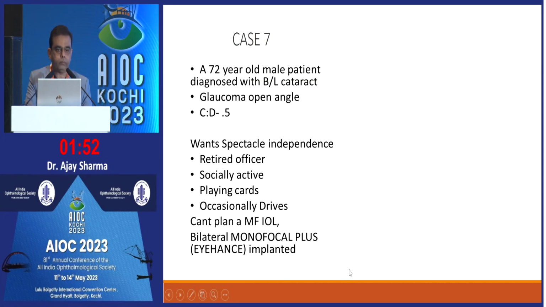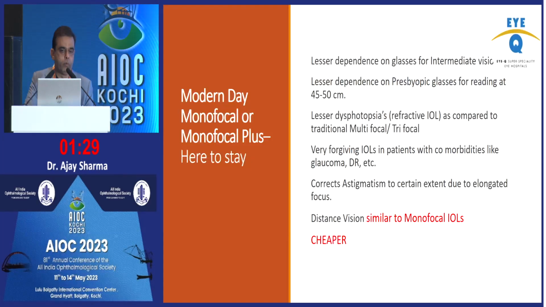So now this is a case where I'm talking about the new concept which I told about, the monofocal plus. This is a 72-year-old male patient diagnosed with bilateral cataract, has glaucoma, right? And the cup-disc ratio is around 0.5 to 1, and he wants spectacle independence, but because he has glaucoma, we are not going here for multifocal lenses. We plan for a monofocal plus lens.